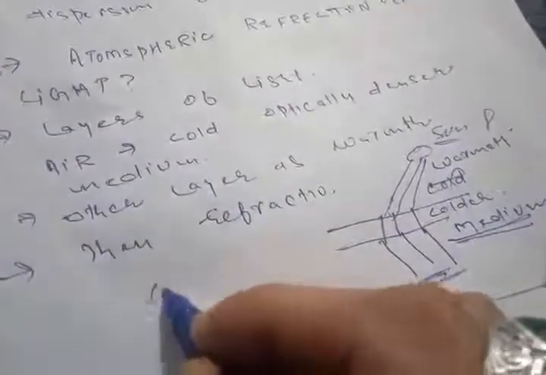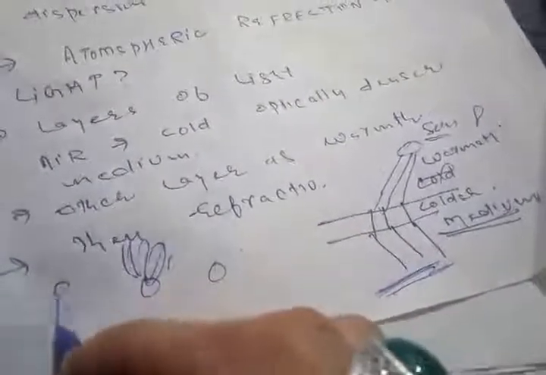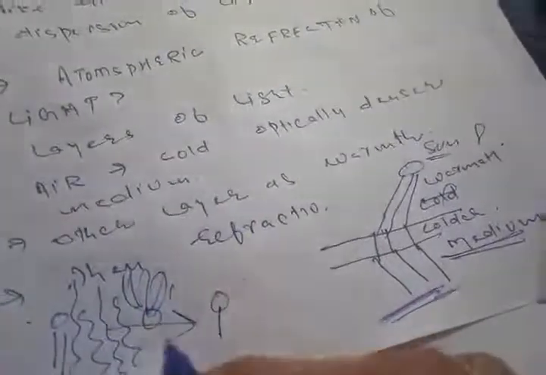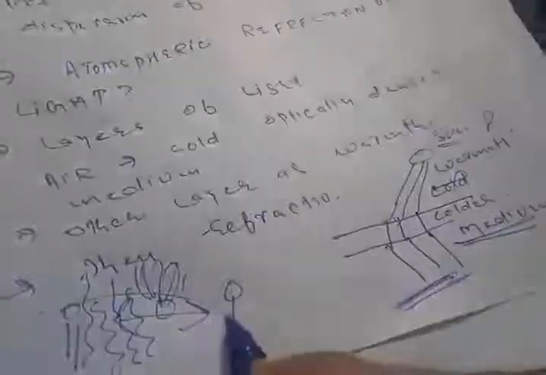One more phenomenon I will explain to you. When there is a fire burning, you are standing here and another person is standing there. When this person looks at the other person, the person seems to be moving here and there. But what actually is this process? It is called refraction. When light goes from a colder medium to a hotter medium, or from a hotter medium to a colder medium, refraction of light takes place.